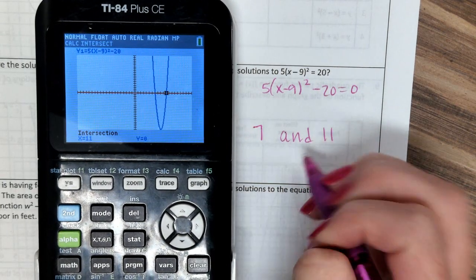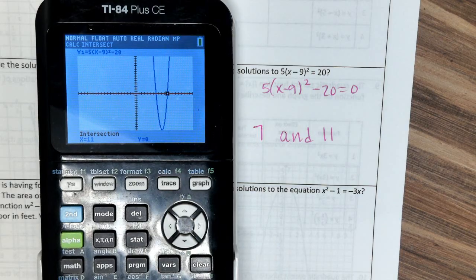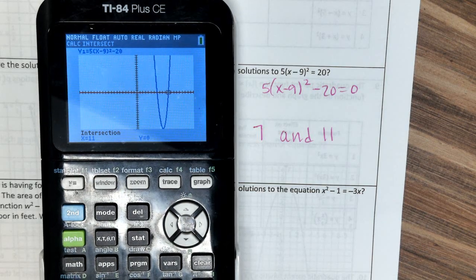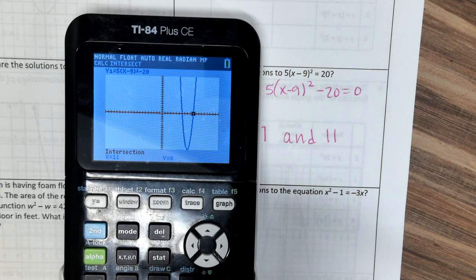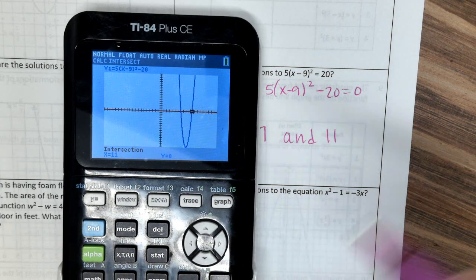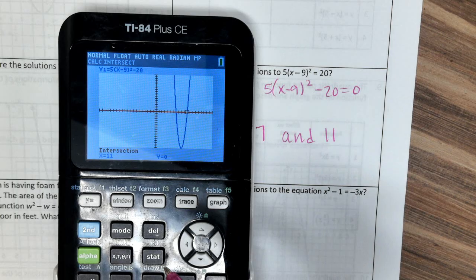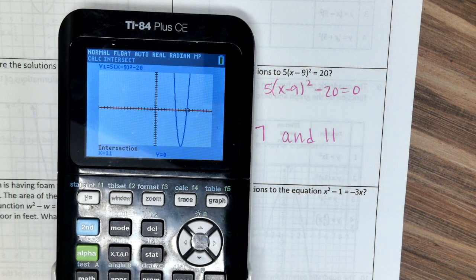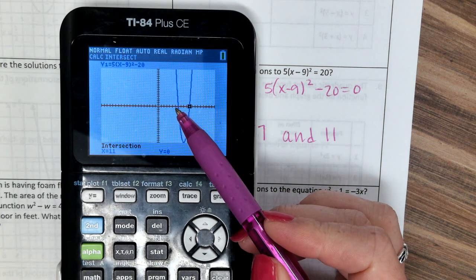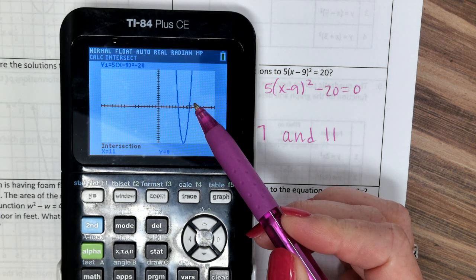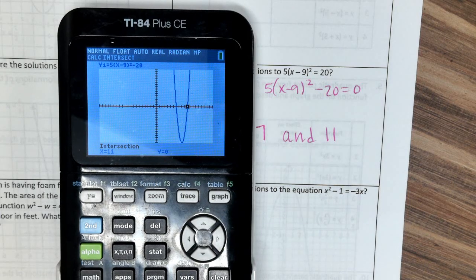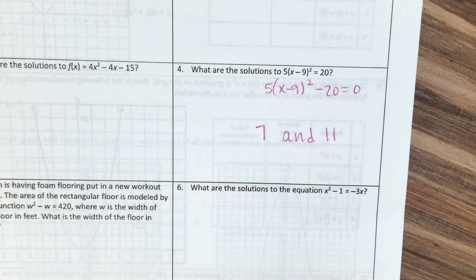Can you write these as a coordinate? 7, 11? No. Guys, is this a point at 7, 11? Are these their own coordinates? Do you see what I'm saying? You cannot write that as a coordinate. You do not put 7, 11. This is 7, 0, and this is 11, 0. Does that make sense? Or you could just put the answers are 7 and 11. Or x equals 7, x equals 11. Do not write them as coordinates.